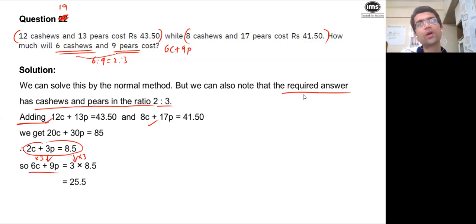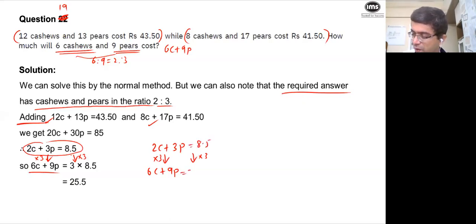So it is so important for you to keep an eye on what is required. Maybe every time you don't need to simultaneously solve the equations. Why 3? Remember, I have 2c plus 3p. What I need is 6c plus 9p. How will you reach here? By multiplying by 3. Correct, you have already found this. You multiply by 3, you will get the right hand side also.